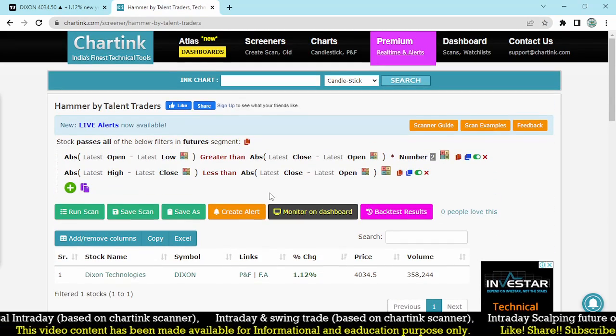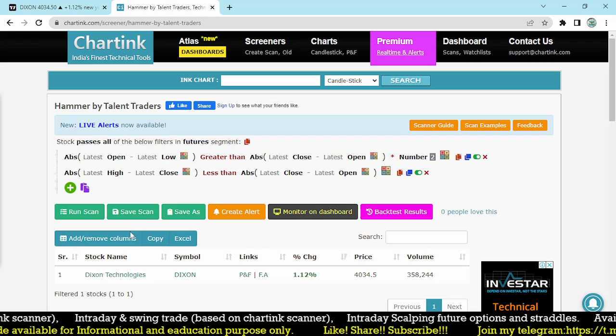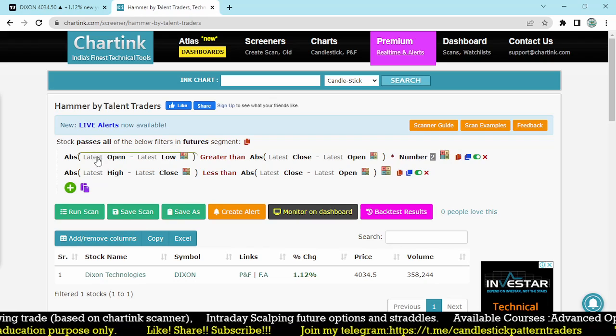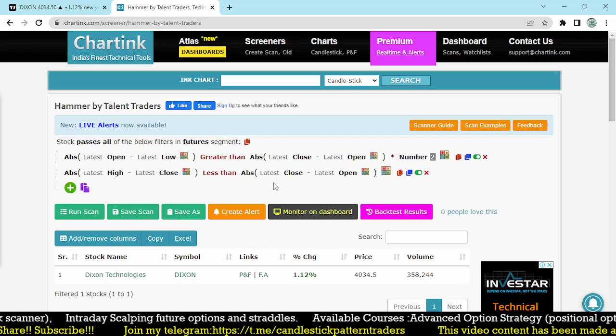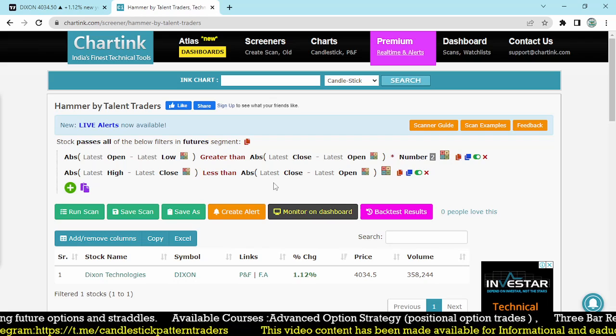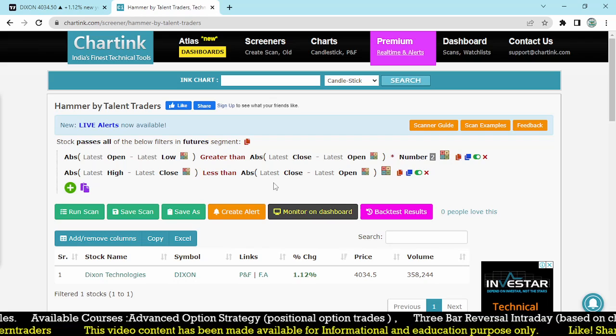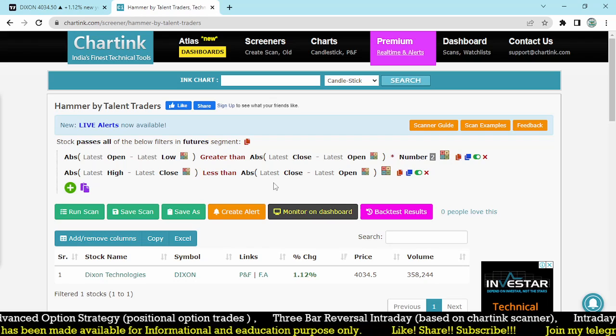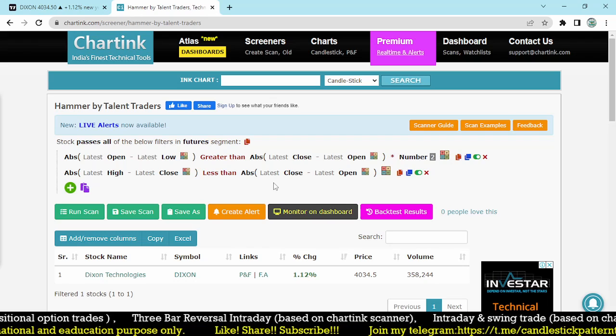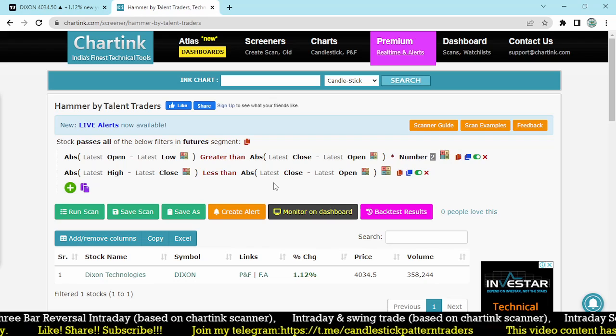This scanner may help you find a trade signal, and if you want, you can use it to find intraday trades also. You can change the time frame to whatever you want, and it will work for you.